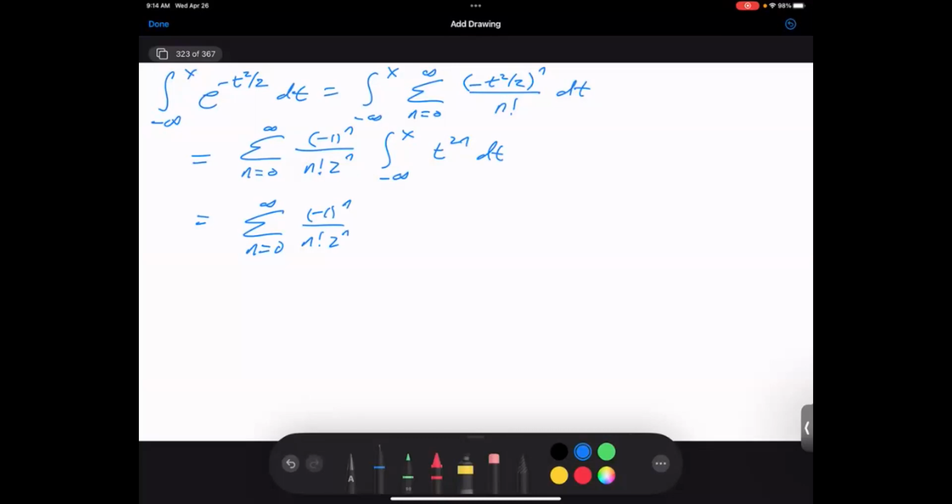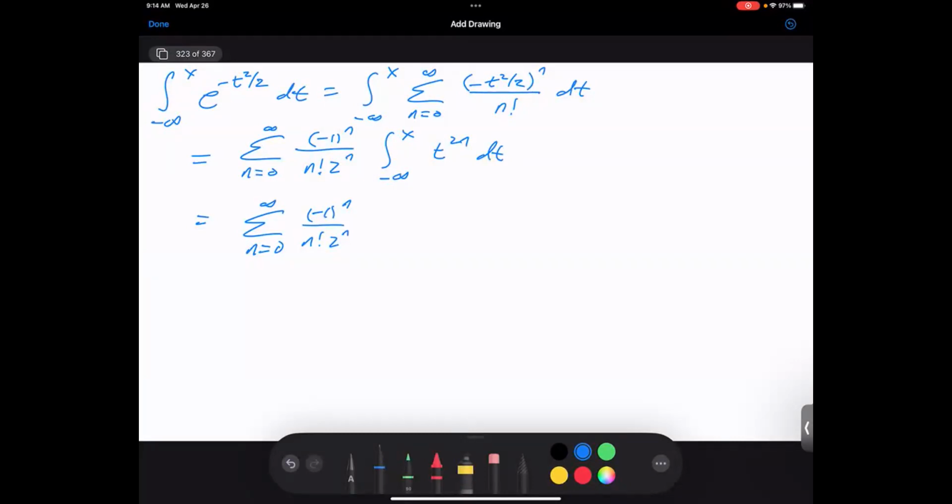So can anybody give me a function whose derivative is t to the 2n? What's the antiderivative of t to the 2n? So what function has derivative t to the 2n? Let's do a specific example. If I give you t to the 4th, what function has a derivative t to the 4th?